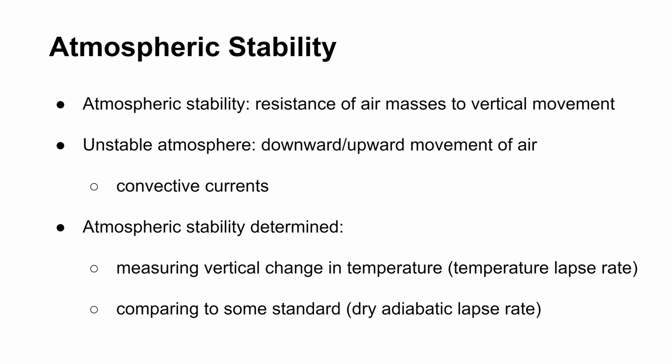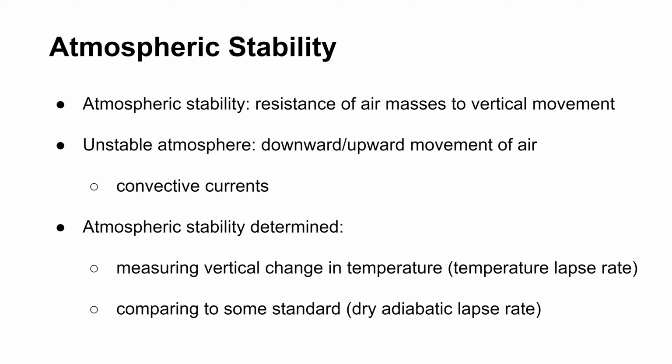The next topic is atmospheric stability. While we covered it a little bit before, there are a few specific characteristics to remember though. Atmospheric stability is the resistance of air masses to vertical movement. So a stable atmosphere would resist downward or any upward movement. When there is an unstable atmosphere, downward or upward movement is possible, which can give rise to a convective current or wind. The atmospheric stability can be determined by how temperature changes vertically with altitude compared to some standard.